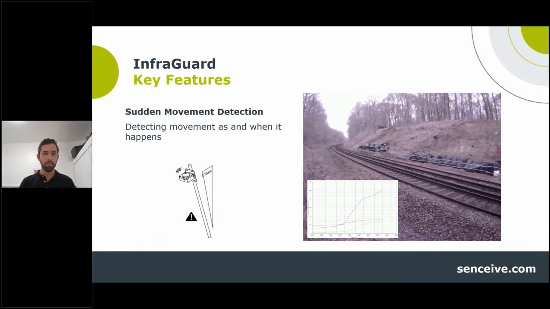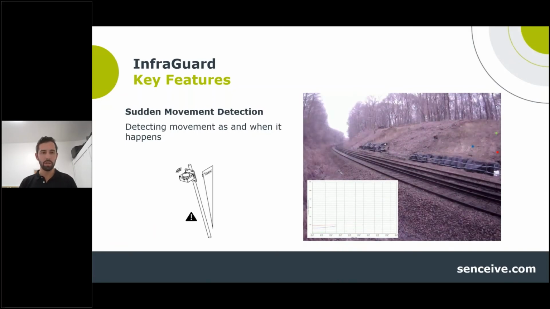So the most key feature I'll say here really is the sudden movement detection. That's what we're taking advantage of here with this unique offering that Senceive has, for a node to detect movement at any time. So not when it's set to take a sampling rate, like every 30 minutes or every hour. It checks if there's been a change, it sends an alert.